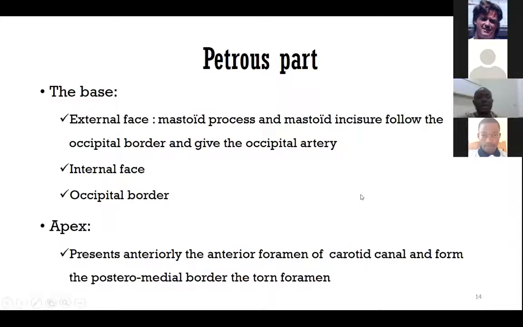Okay. Above the base, like I said before, it is a pyramidal bone. The base is external and the top is internal. The external face of the base is connected to the mastoid process and mastoid incisure. It will follow the occipital border and give the occipital artery. We will see in the base an internal face and occipital borders. At the apex of the petrous bone, like we said, it presents anteriorly the anterior foramen of the carotid canal and forms the posterior medial border of the foramen spinosum.